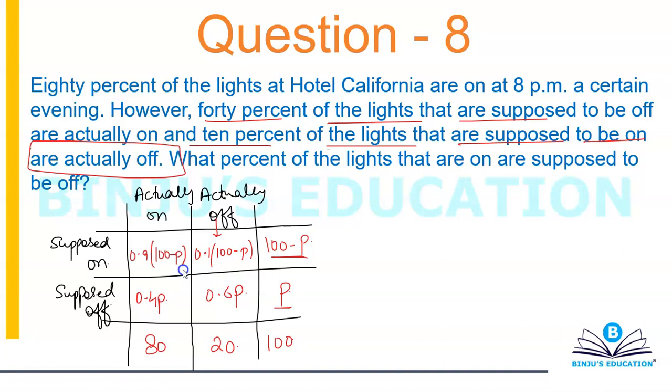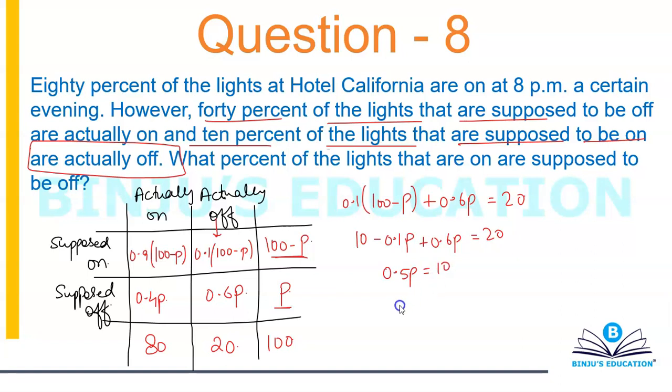Now, I'm going to sum this actually off column. You can sum the actually on column also. It's completely your call. So I can say 0.1 into 100 minus P plus 0.6 P is equal to 20. So 10 minus 0.1 P plus 0.6 P is 20. So 0.5 P is 10, and from here I'm going to get P as 20. Once I have the value of P, the question is done.